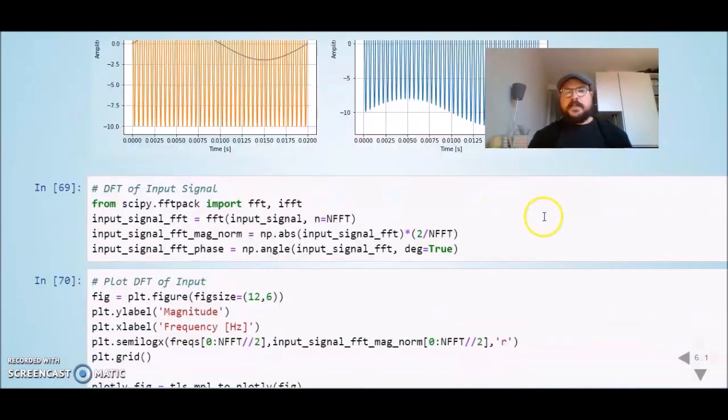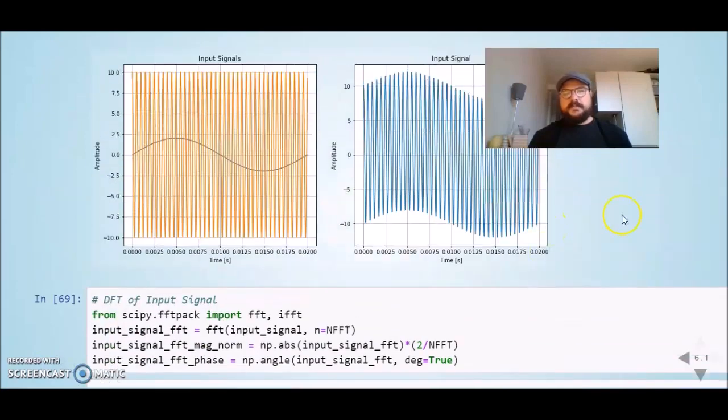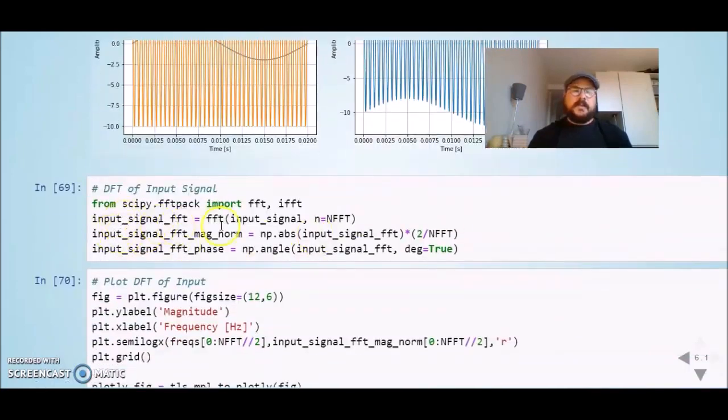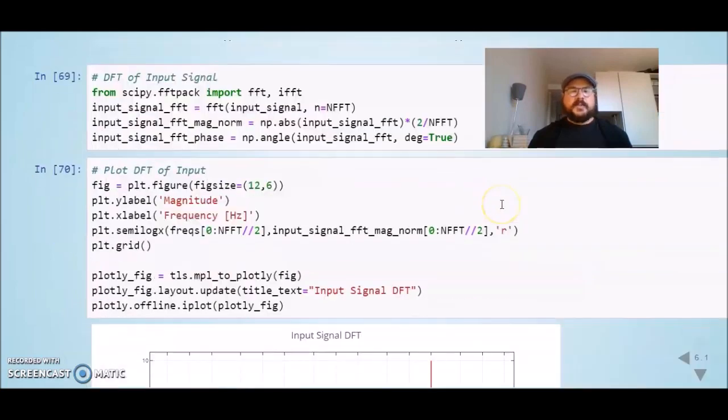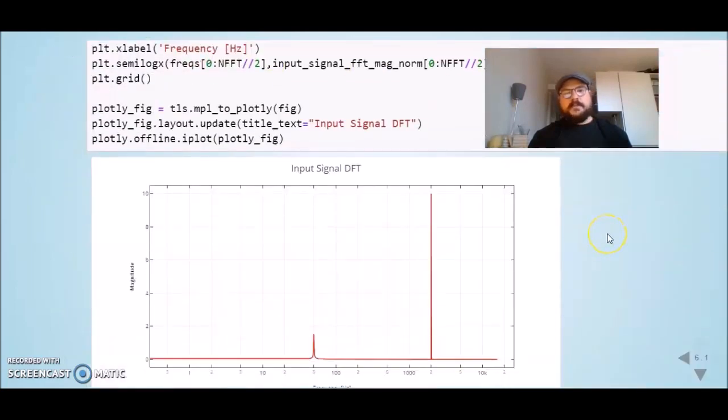So then we will take the FFT of this input signal, and here I'm using 2 to the power of 16 as the number of FFT points. I'm calculating the magnitude. I'm compensating here for the number of FFT points and the frequencies on the negative frequencies. So when I plot the magnitude of the FFT, we have here our two components, one at 50 Hertz, another one at 2000 Hertz. So we have here a magnitude of almost 10.